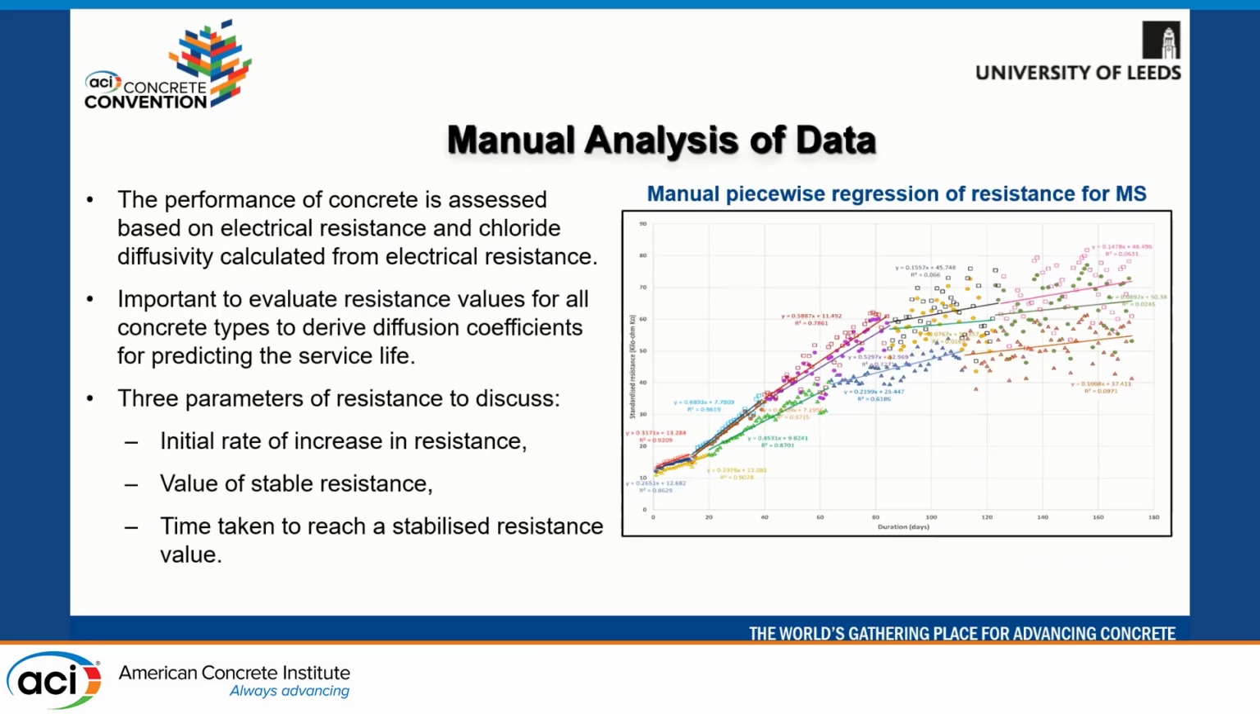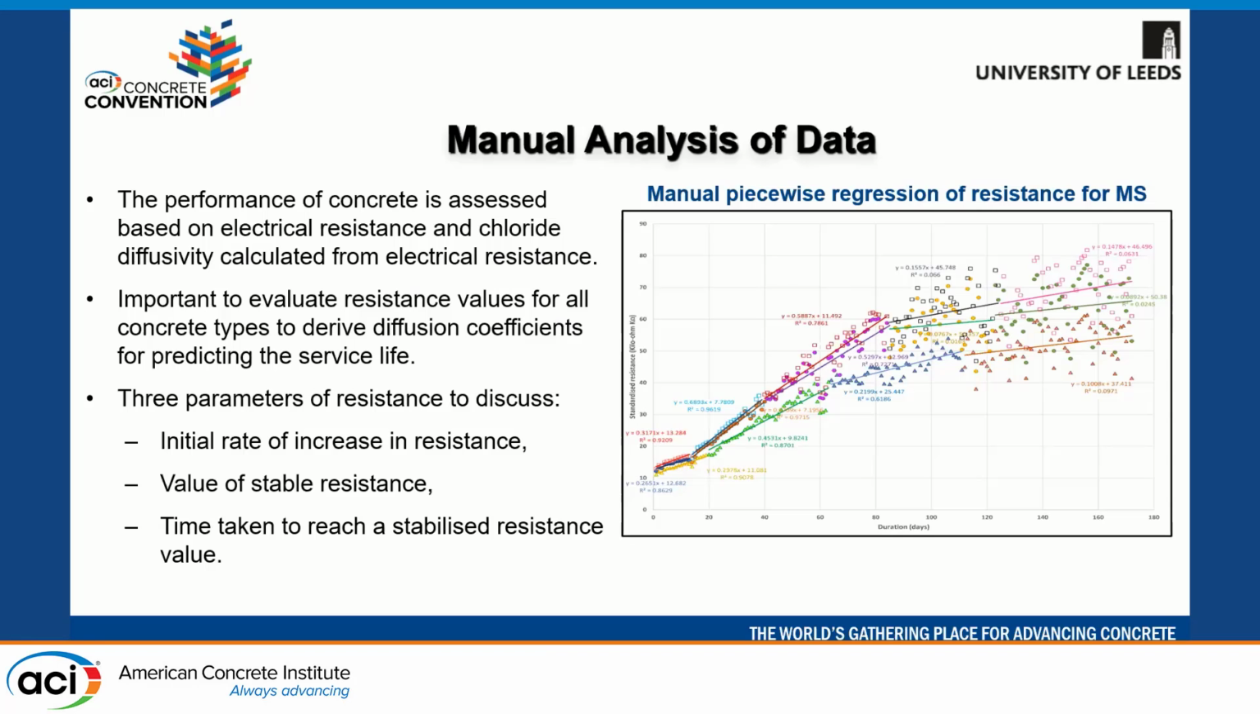So the performance of concrete can be assessed based on electrical resistance and chloride diffusivity that can be calculated from electrical resistance. So it is essential to consider three parameters of resistance for further analysis: the initial rate of increase in resistance, the value of stabilized resistance, and the time taken to reach a stabilized resistance value.